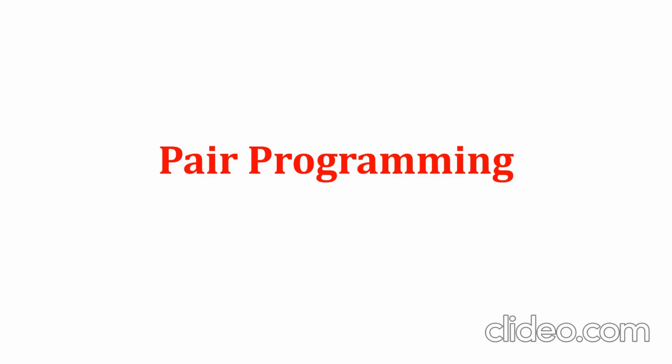Hi all, in this video we are going to discuss an important agile software development practice called pair programming. Pair programming is a collaborative development technique where two programmers work together on the same programming task. Remember, two programmers work together on the same programming task. This is the important point here.